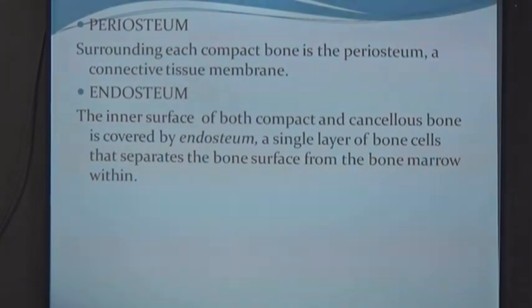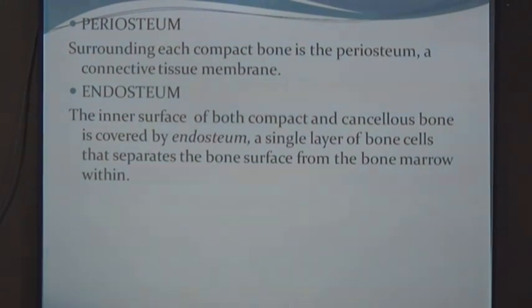Then what is endosteum? The inner surface of both compact and cancellous bone is covered by endosteum, a single layer of bone cells that separates the bone surface from the bone marrow within.